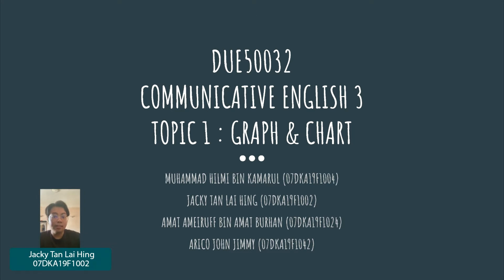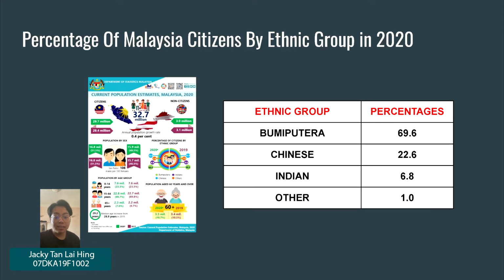In this presentation, we will be looking at different types of graph and chart. As you can see, this infographic was summarized by the Malaysia Department of Statistics. From the infographic, I was able to obtain enough information to create a pie chart. A pie chart basically is a circular graph that has an entire circle representing a whole.